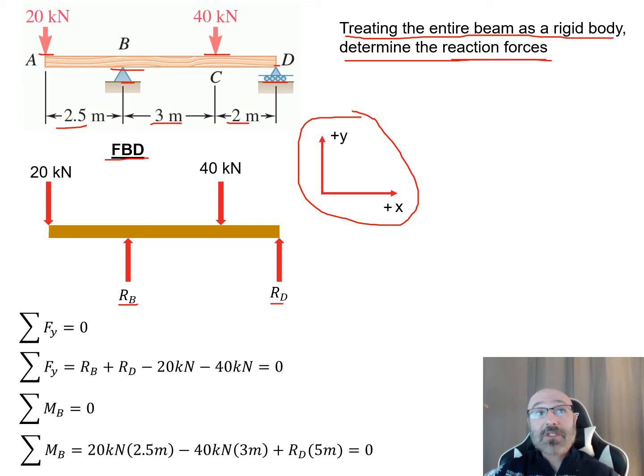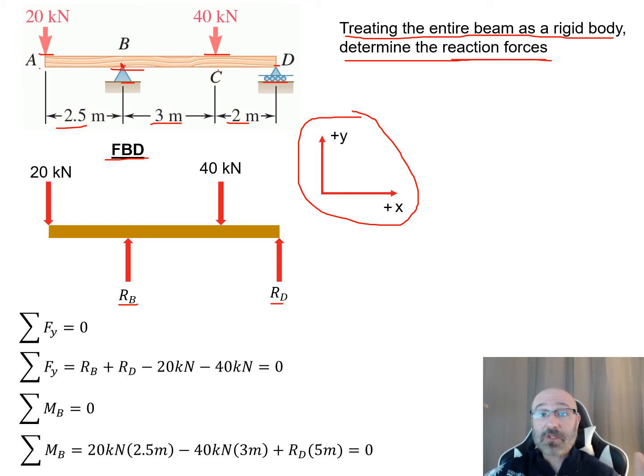And now I have a decision. What do I want to sum my moments about? I can do it about D. I could do it about C, I could do it about B, I could do it about A. Well, I want to eliminate one of the unknowns, and one of my unknowns is going to be these reactionary forces there, so I'm choosing to sum my moments about my point B right here.